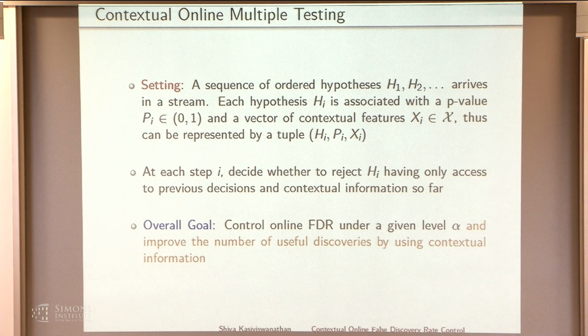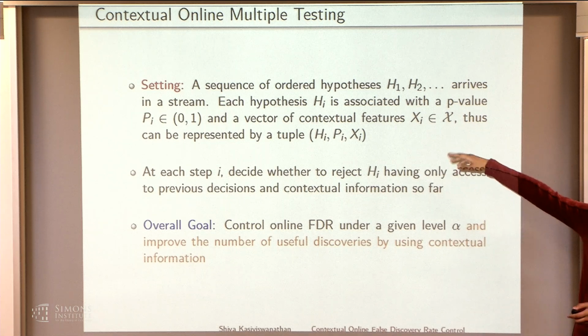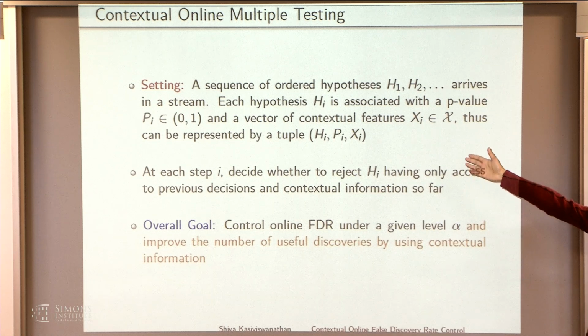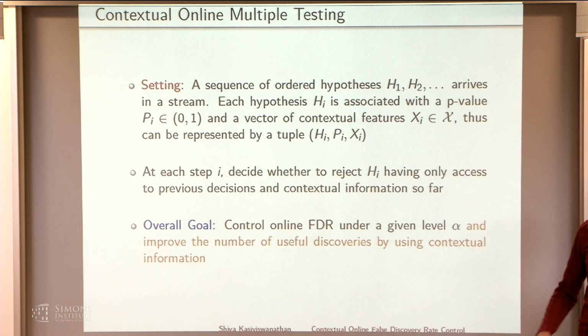The main thing you should remember is that the hope is that one can use the contextual information to improve the number of useful discoveries. Because you can always ignore the contextual information, just use the p-values, and use the previous procedures to control FDR. So hopefully the contextual information is going to help you improve the number of true discoveries.